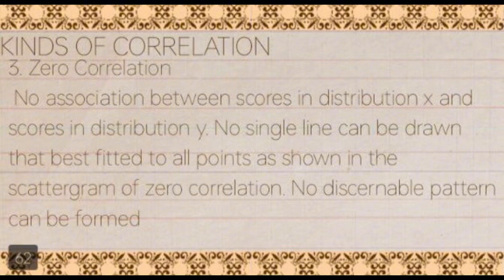For example, if students' scores in math have nothing to do with their scores in music, there's no clear pattern or trend. In the scattergram, the points are scattered randomly. You can't draw a single straight line to represent the relation. That means the values in one subject do not affect the values in the other.